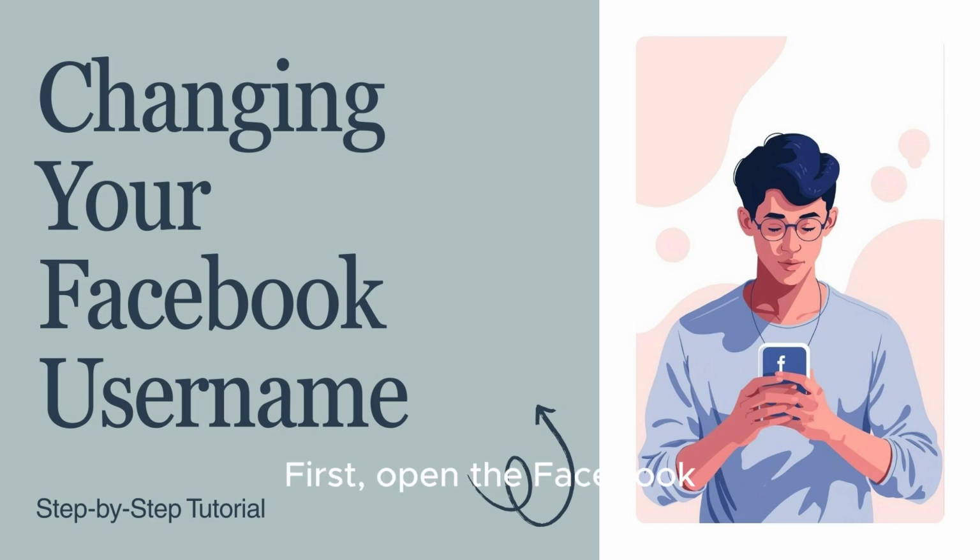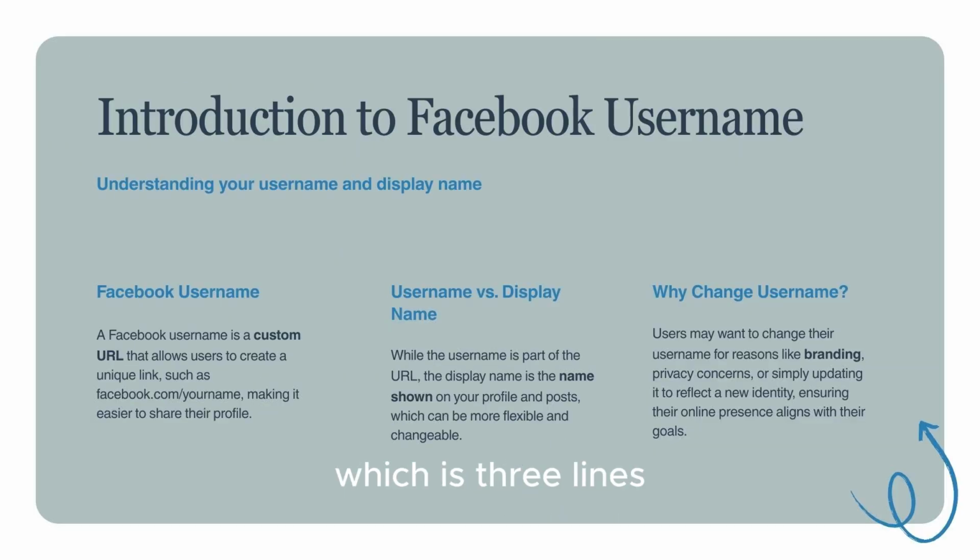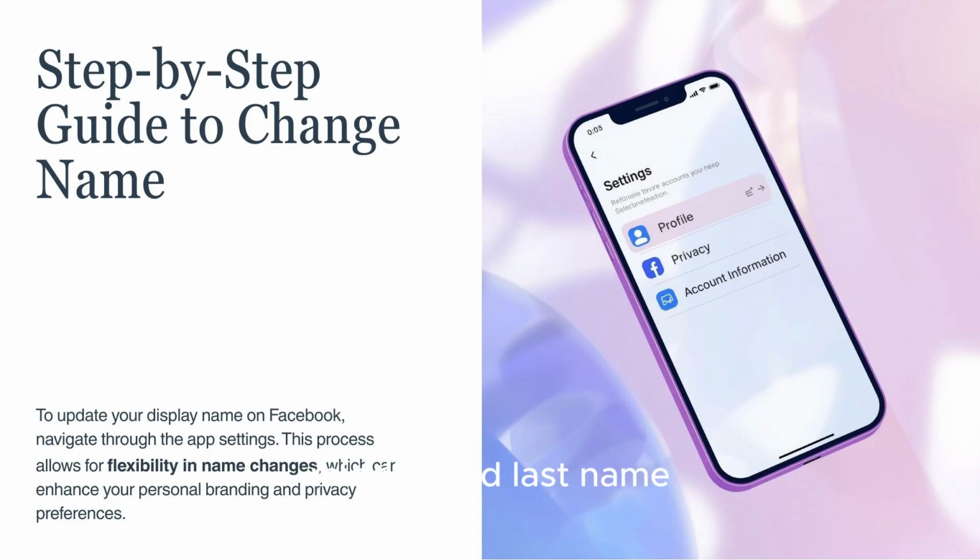First, open the Facebook app and tap the menu icon, which is 3 lines. Scroll down and tap Settings and Privacy, then select Settings. Now tap Personal and Account Information. Tap on Name. Here you can edit your first, middle, and last name.